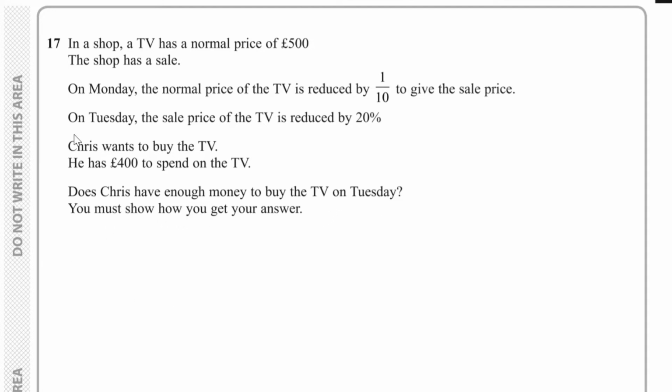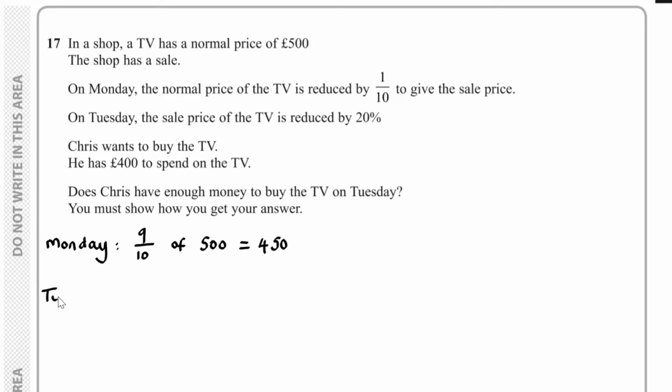Well, over here, let's see what happens on Monday. On Monday, the normal price of the TV is reduced by 1/10 to give the sale price. So the sale price is going to be 9/10 of 500. So 1/10 of 500, that's 50. Multiplying that by 9, that gives 450.